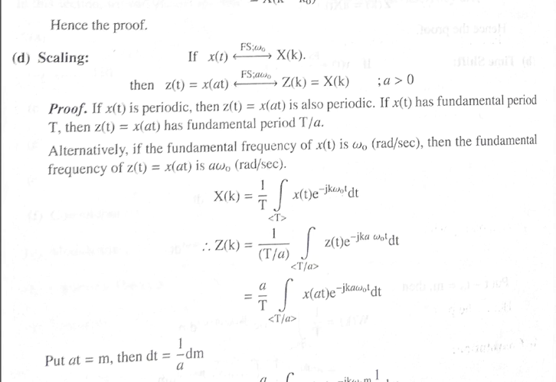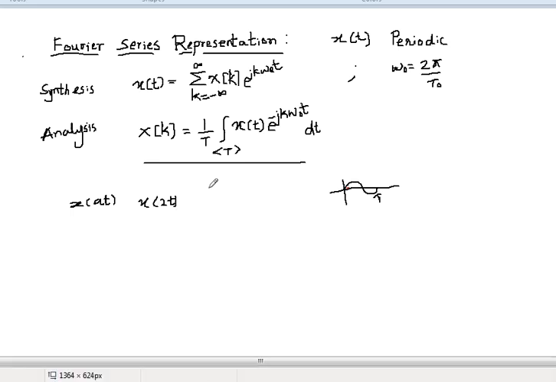If a is equal to 2, and the x of t signal has its fundamental period as T, then x of 2t will have its fundamental period as T by 2.